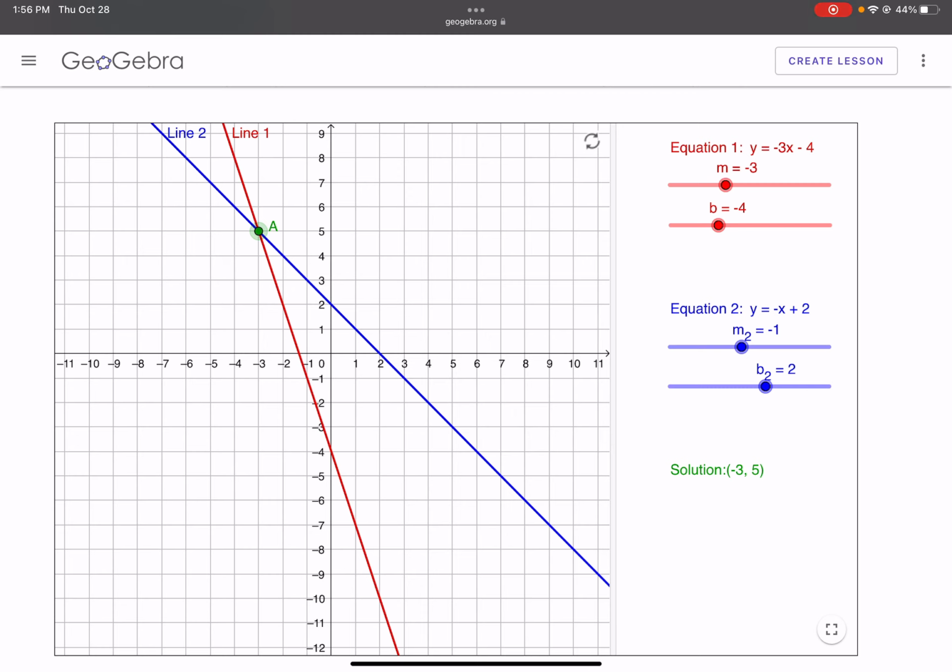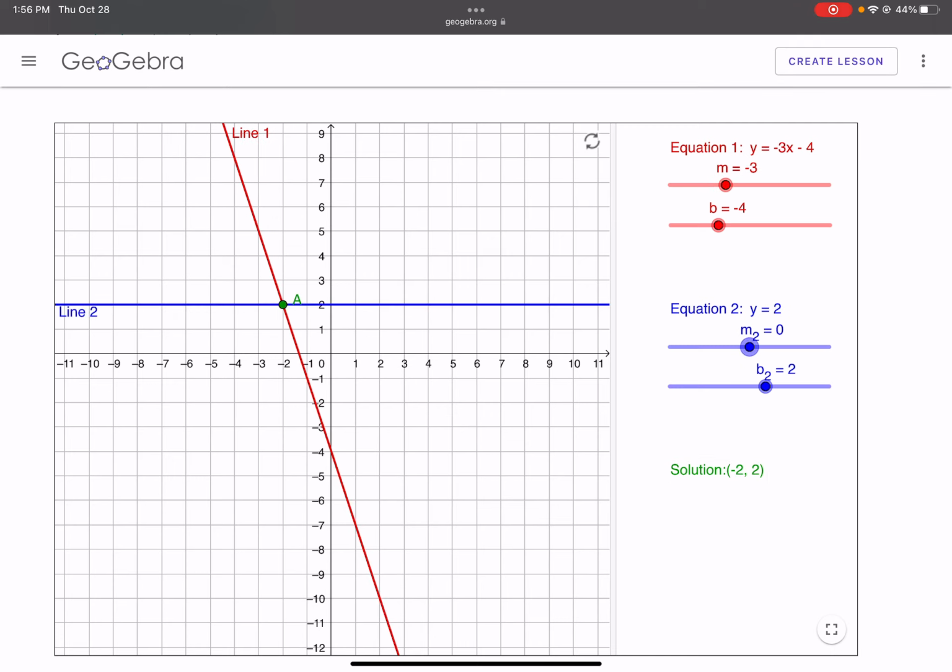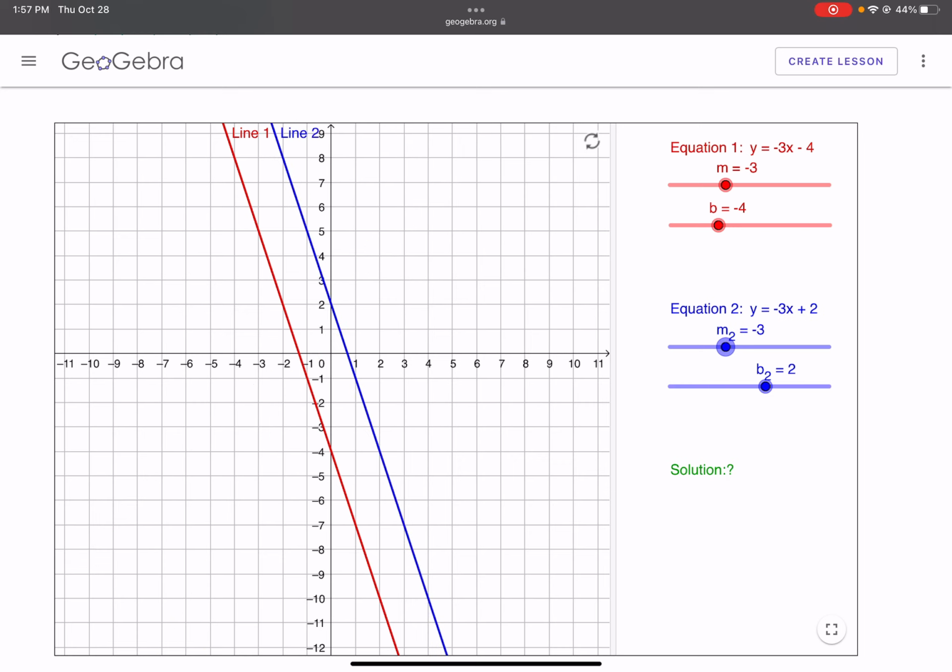Now, that's exactly what I'm talking about. When they're 2 completely different equations, we're always going to have at least one point where they intersect. And the solution for this one is negative 3, 5, right here in this green answer. All right, so that was one solution. Let me show you what parallel lines look like. So here's negative 3x. So that's what 2 parallel lines look like.